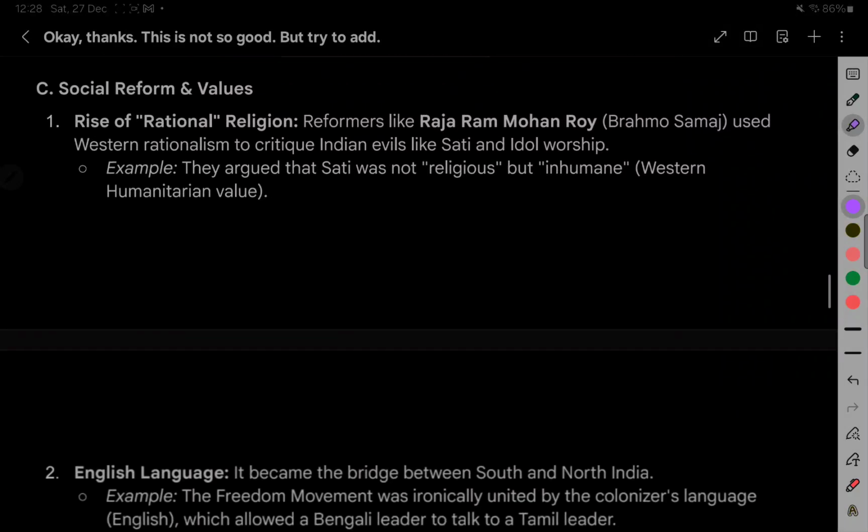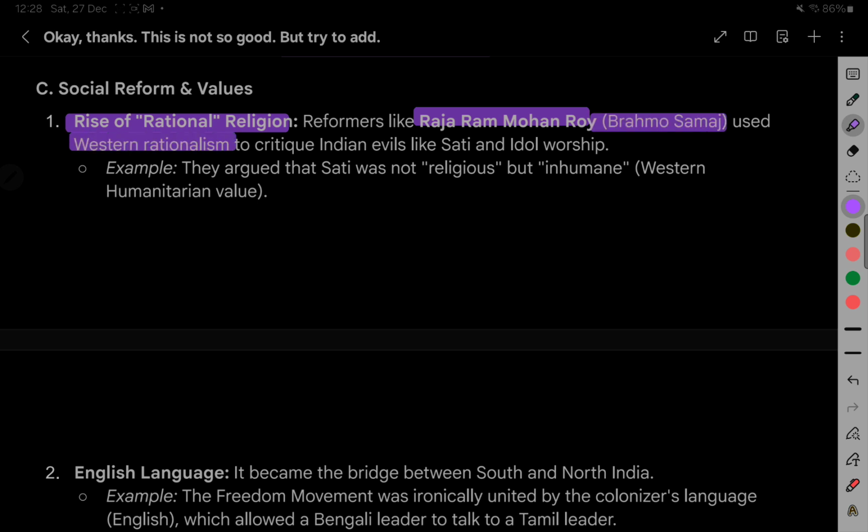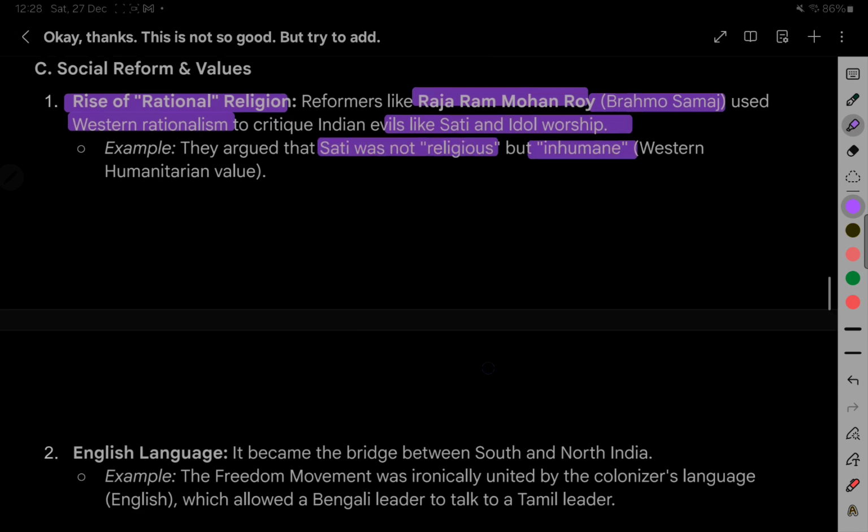C. Social reform and values. Rise of rational religion. Reformers like Raja Ram Mohan Roy, Brahmo Samaj, used Western rationalism to critique Indian evils like sati and idol worship. Example: they argued that sati was not religious but inhumane, a Western humanitarian value.